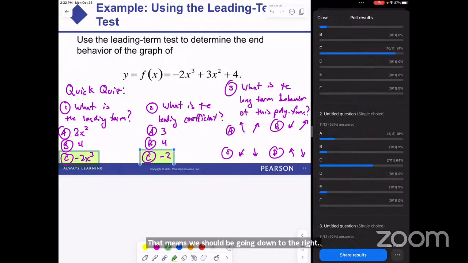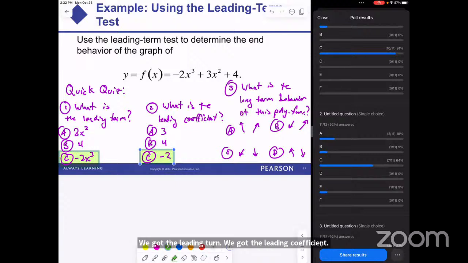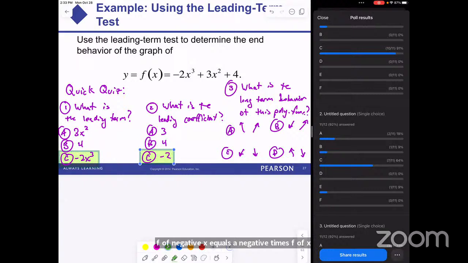Another question I could have asked is what's the degree of the polynomial? We got the leading term, we got the leading coefficient. We could have also talked about the degree. The degree of this polynomial is the highest power on any term. The highest power in this case is 3, which is odd. Don't confuse an odd degree with an odd function. An odd degree means the highest power is an odd number, versus an odd function that has to satisfy f of negative x equals negative f of x. Those are two different concepts. Very subtle. They sound really similar.